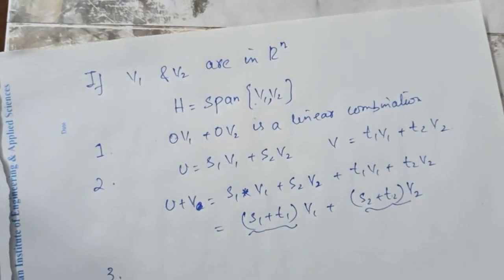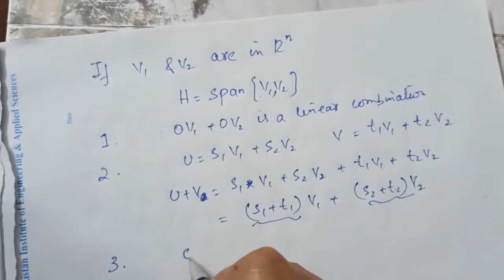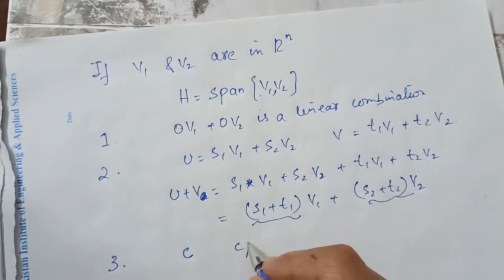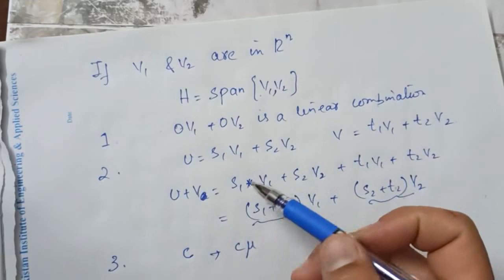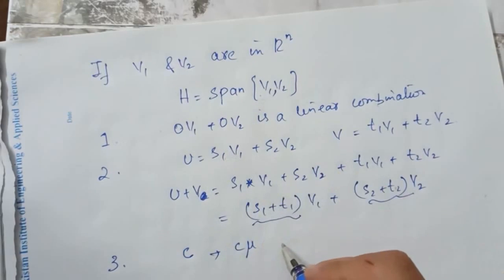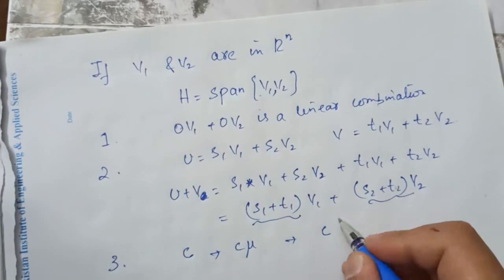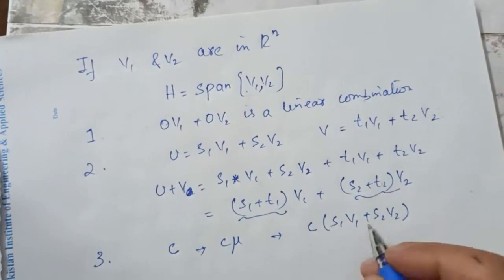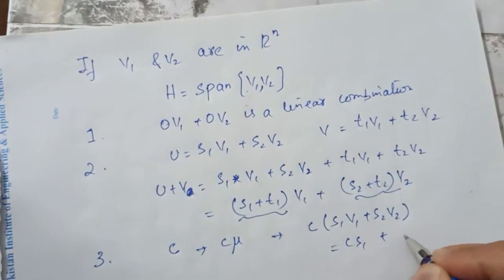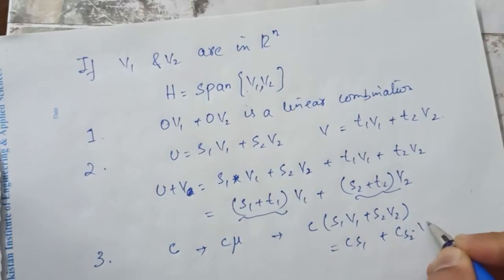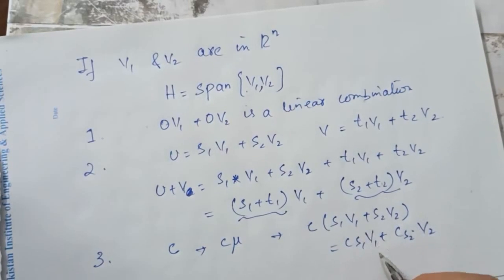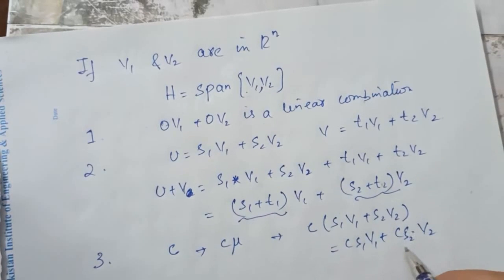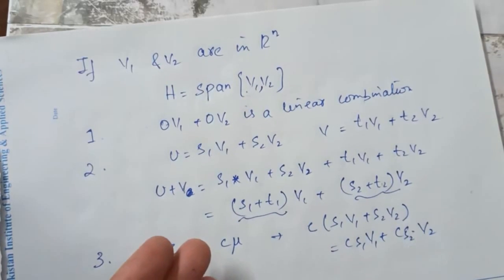Now also for any scalar c, cu is also in H, because this becomes c times (s1 v1 plus s2 v2), which equals c s1 v1 plus c s2 v2. Of course, c is a scalar, s1 is a scalar, s2 is a scalar, so the multiplication represents a linear combination of v1 and v2.